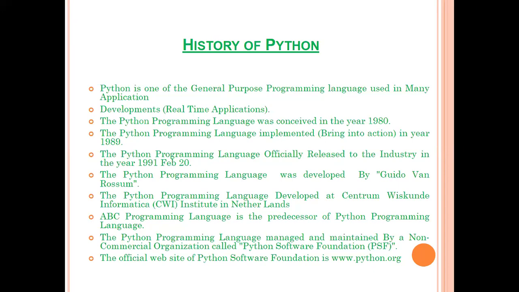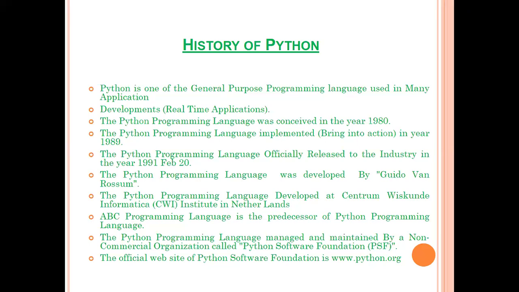Now, the Python programming language was developed by Guido van Rossum at CWI, that is Centrum Wiskunde & Informatica institute in the Netherlands. The ABC programming language is the predecessor of Python. Python is managed and maintained by a non-commercial organization, the Python Software Foundation, also known as PSF. The official website of the Python Software Foundation is www.python.org, from where we can easily download the Python software.